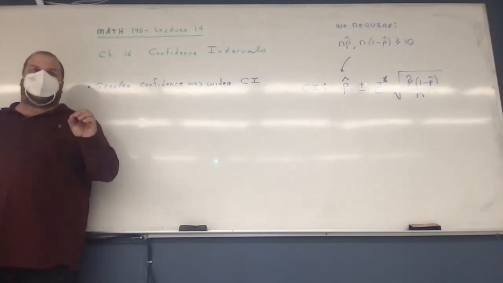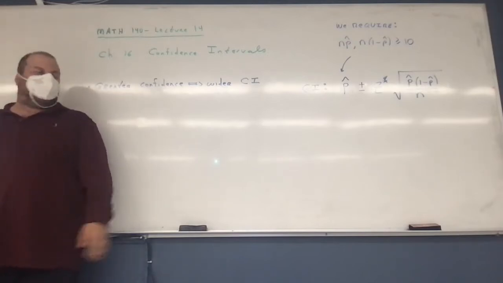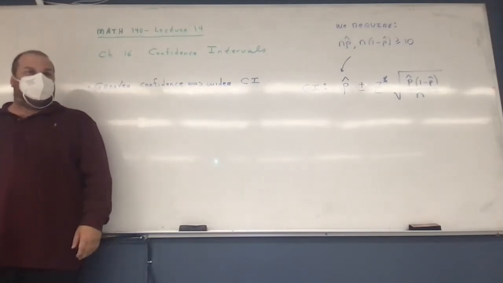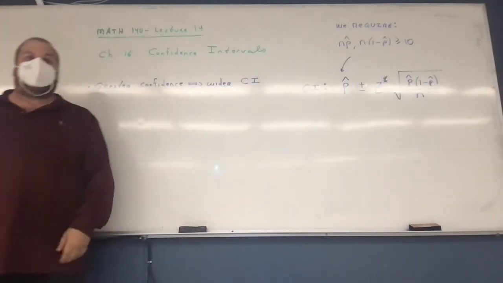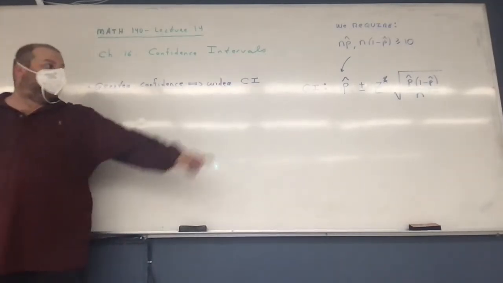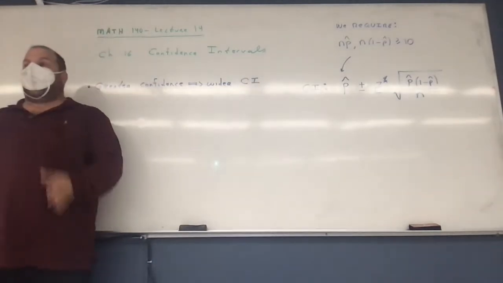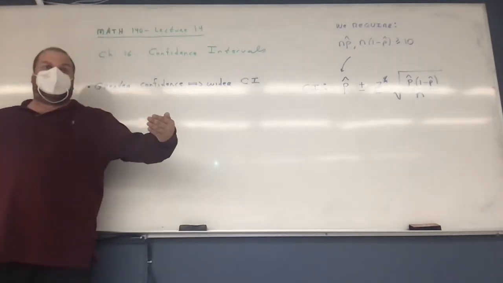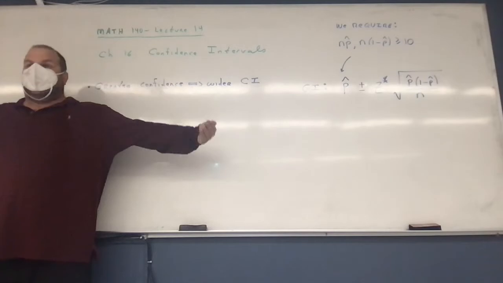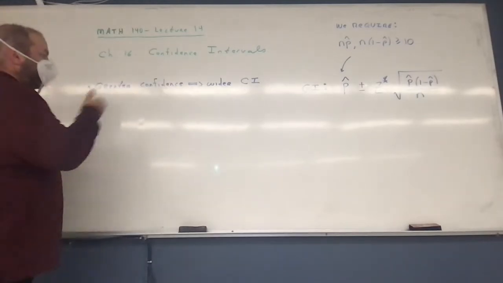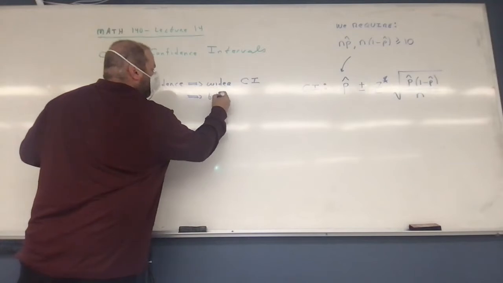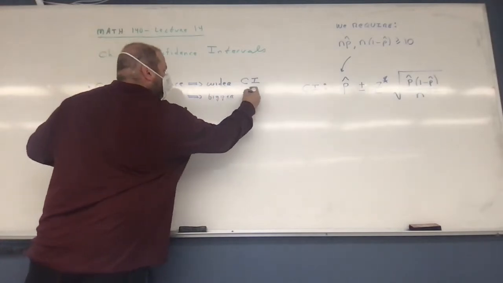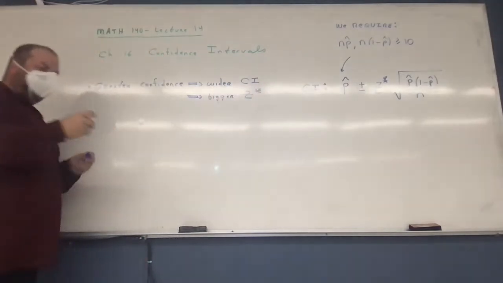But I tell you, if I give you a 90% confidence problem, and then a 95% confidence problem, and you calculate Z star for both of them, with 95% confidence your Z star is going to be bigger. Because a bigger number for Z star means you're adding and subtracting a larger number, which makes a wider interval. So greater confidence, wider confidence interval, bigger Z star.